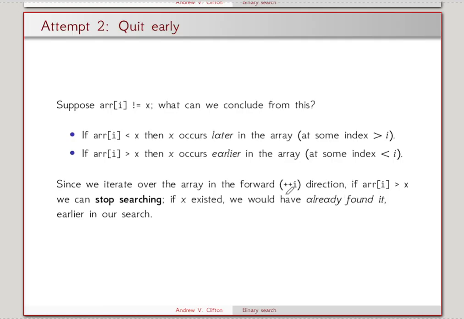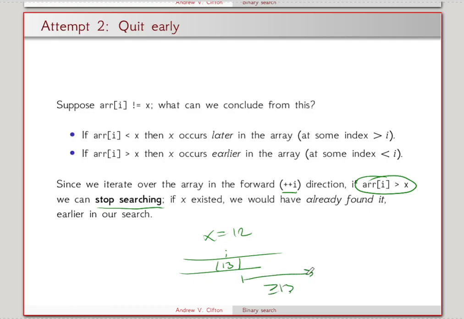Since we're looping over the array in the forward direction, going from left to right, if the ith element is larger than x, we can just stop right now. Like if I'm looking for x equals 12, and I come to a 13 here at position i, I know that everything over here is going to be greater than or equal to 13. There's not going to be any 12s in the right half of the array. So I can just stop and say, nope, it's not in there. If there was a 12, it would have to be over here.